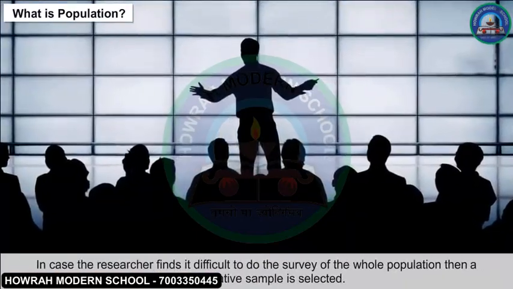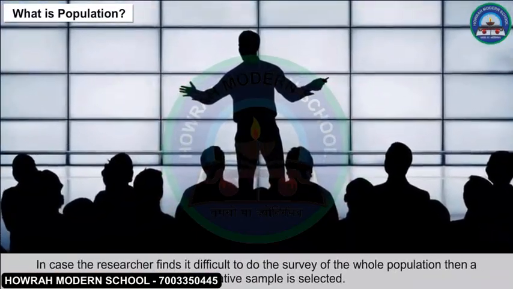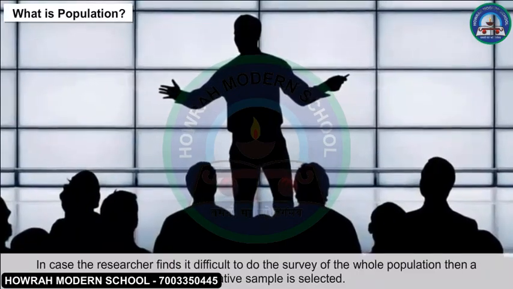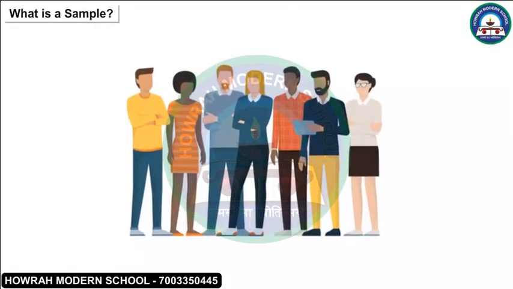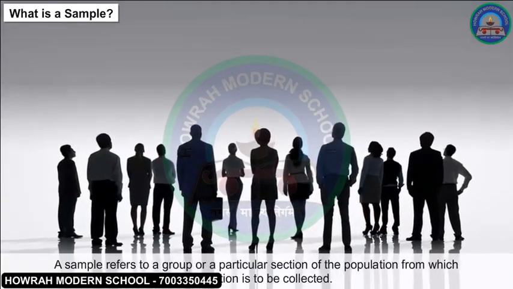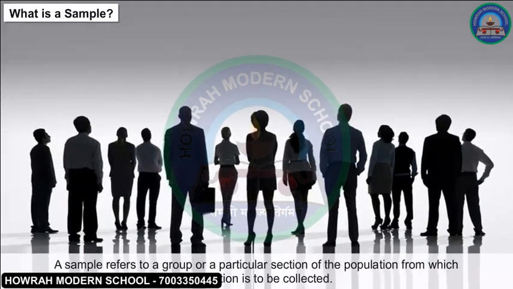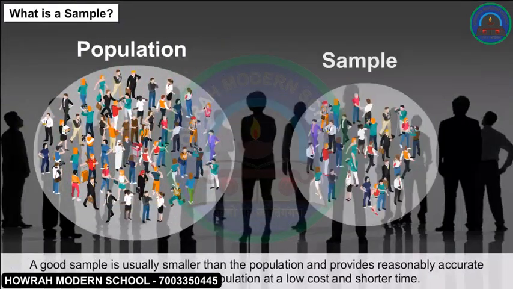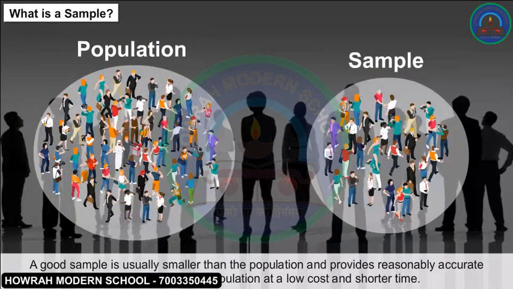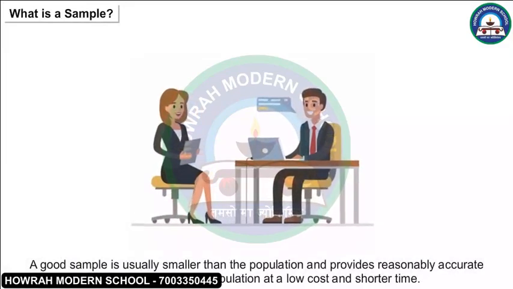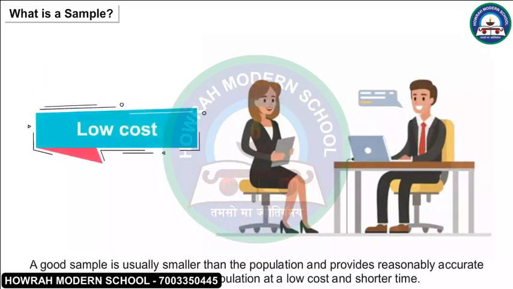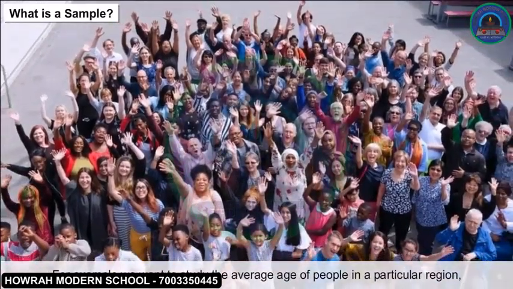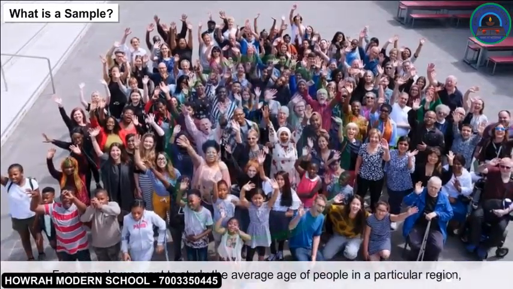In case the researcher finds it difficult to do the survey of the whole population, then a representative sample is selected. What is a sample? A sample refers to a group or a particular section of the population from which information is to be collected. A good sample is usually smaller than the population and provides reasonably accurate information about the population at a low cost and shorter time.